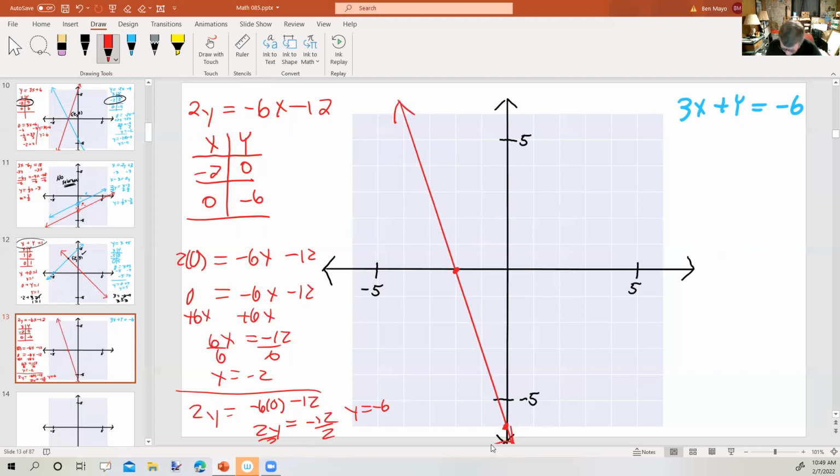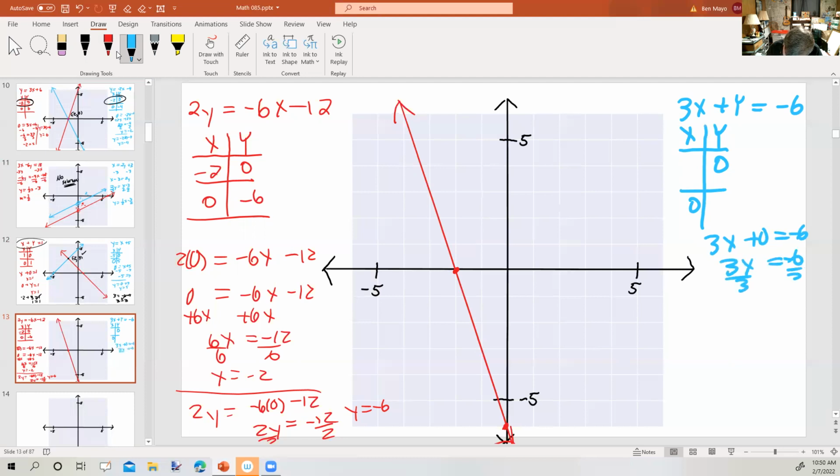So there's the red line. And now the blue line. If y is 0, 3x plus 0 equals negative 6. 3x equals negative 6. Divide by 3, x equals negative 2. If x is 0, 3 times 0 plus y equals negative 6. y equals negative 6. So negative 2, 0 there, and 0, negative 6 is there.